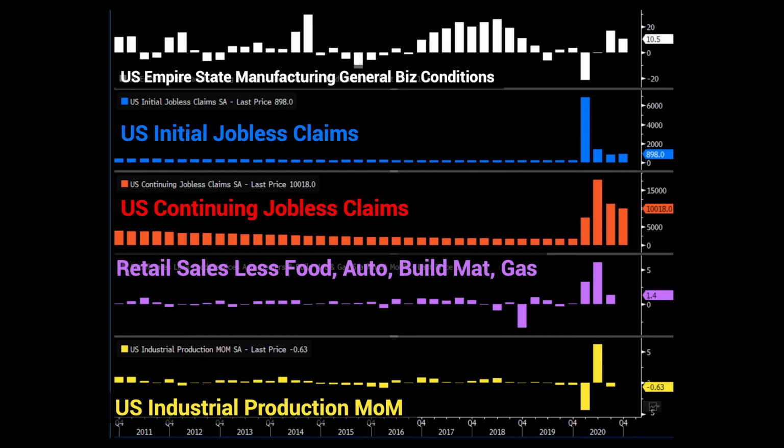Then we look at retail sales. Now, this retail sales was where the estimate was for negative 30 basis points, and we actually came in at a positive 1.4, and that's looking at the control group. And then U.S. industrial production, the estimate was for negative 50 basis points, and we came in at negative 63 basis points. Again, slight to the downside.